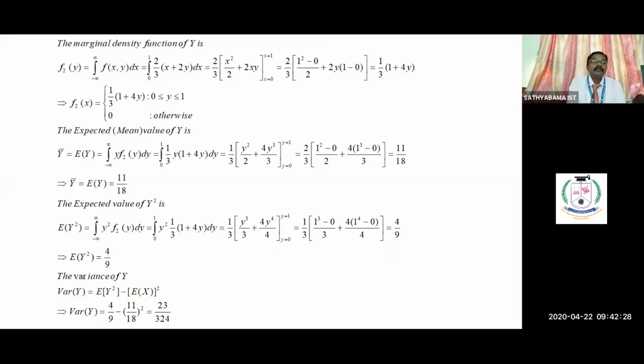Substitute the limit for the first one, that is y square. We are substituting the limit. Upper limit is 1 square, lower limit is 0, so 1 square minus 0 by 2. Second term 4 by 3, that is 1 cube minus 0 by 3. On simplifying, we are getting 11 by 18.